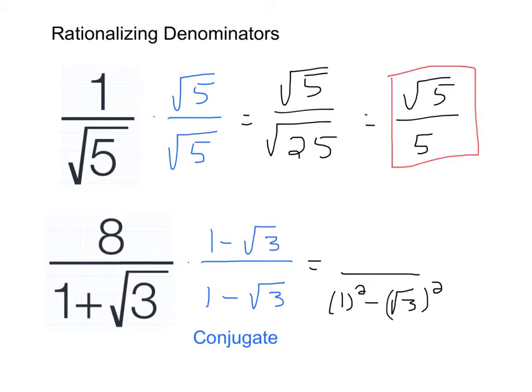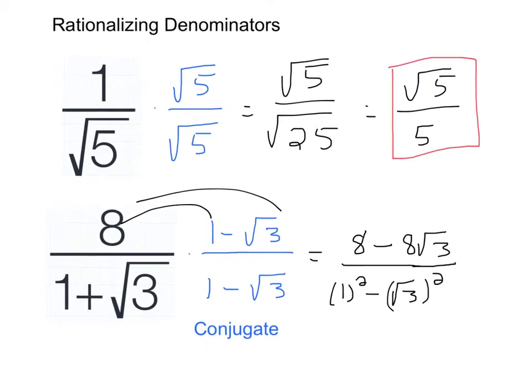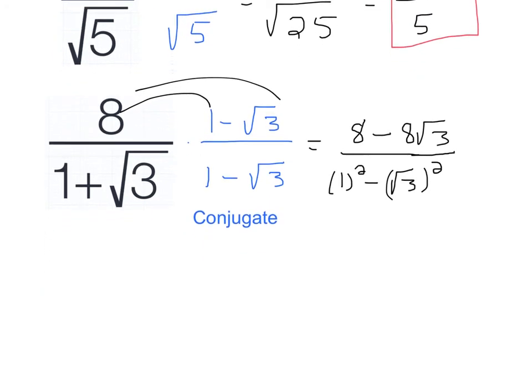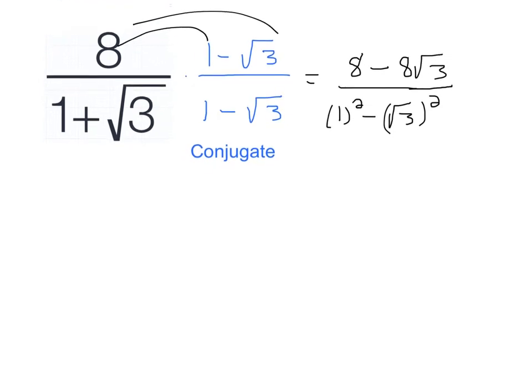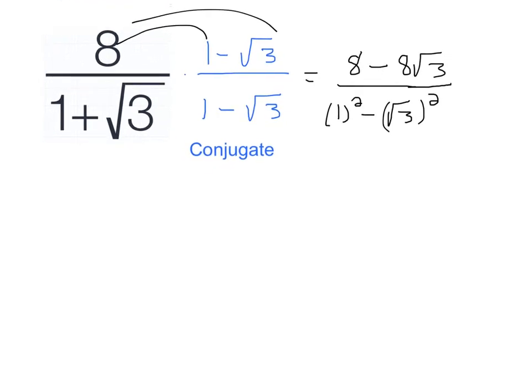In the numerator, I'm going to distribute my 8 to my two pieces over here, and I'm going to get 8 times 1 is 8 minus 8 times the square root of 3. And so I can't multiply in there at all, but I can do that part at least. So now I can simplify this a little bit further. I can keep my numerator just as 8 minus 8 square root of 3. Can't do anything with that yet.